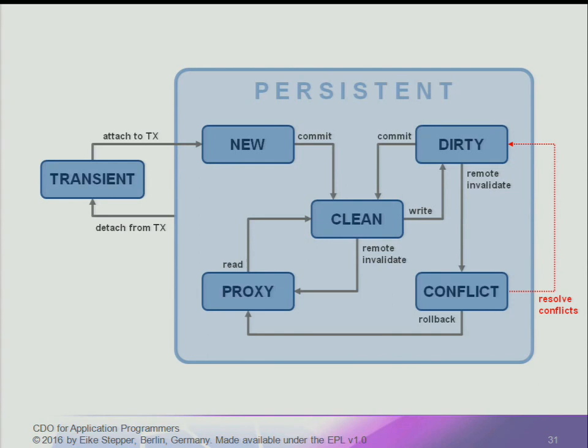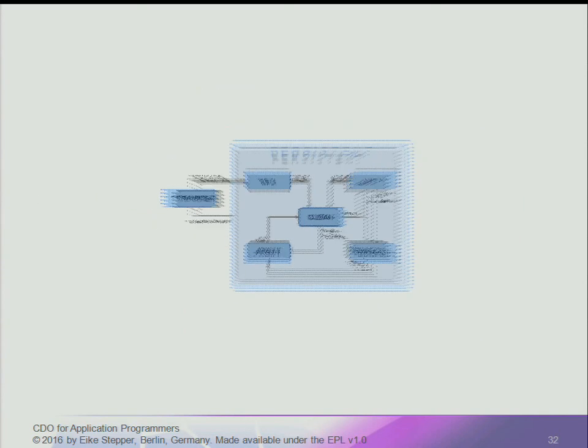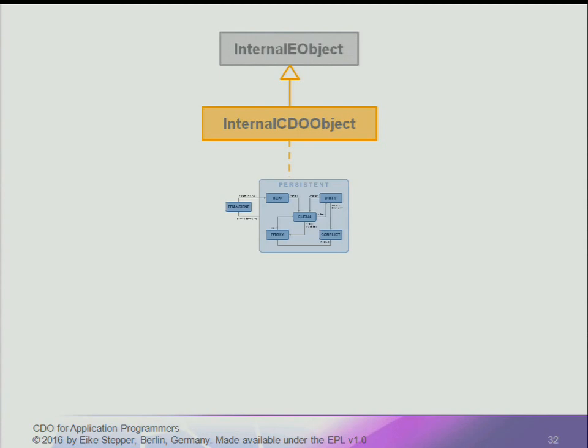You hook them into your transaction and they try to resolve these conflicts while they happen. It essentially merges your local changes with the remote changes and brings the object state back into dirty, and you can then commit it later. This state machine in CDO interacts with the objects through this internal interface.